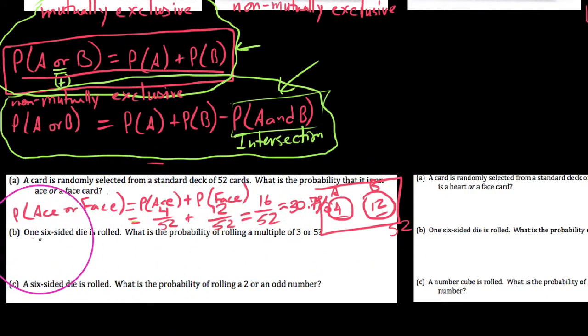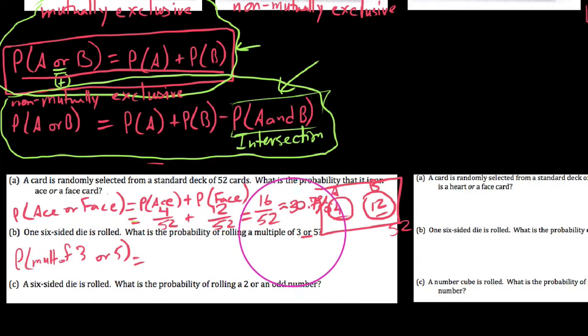So let's run with this next one here. One 6-sided die is rolled. What's the likelihood of rolling a multiple of 3 or 5? So we say probability of a multiple of 3 or 5. We could rewrite this. Since the only 2 multiples of 3 on a die are 3 and 6, and the only multiple of 5 is 5, they don't ever share a common multiple. So this is the probability of a multiple of 3 plus the probability of a multiple of 5.